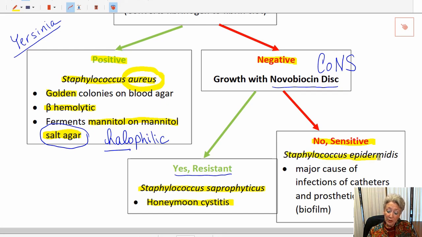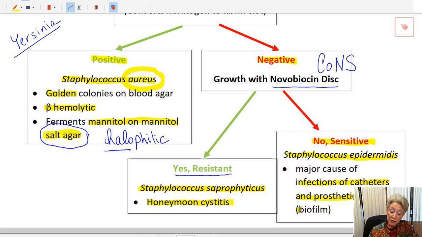Now, if my result with novobiocin is that the organism is not willing to grow anywhere near it, then I've got Staph epidermidis. And this is the most common cause of infections of catheters and prosthetic devices. The reason being that we always coat these materials with Teflon if we're planning on leaving them in the body over a time. And Teflon is still the most slippery thing that has ever been created in a laboratory, many decades after it was first created.